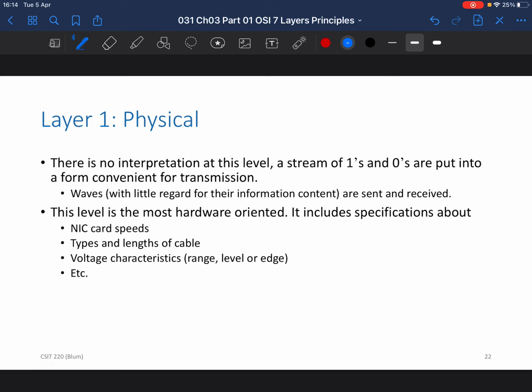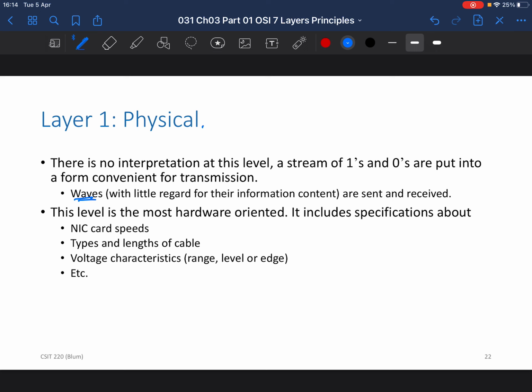First, the physical layer. We will discuss a little bit about the layers, not that detailed. The first layer is the physical layer. There is no interpretation at this level. A stream of ones and zeros is put into a form convenient for transmission, a form that makes it easy to transmit. Waves, with little regard for their information content, are sent and received. The signals are sent and received in this layer.